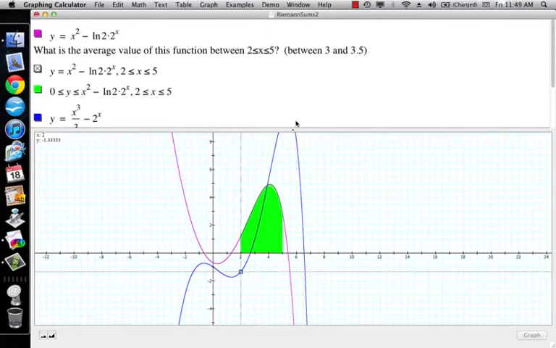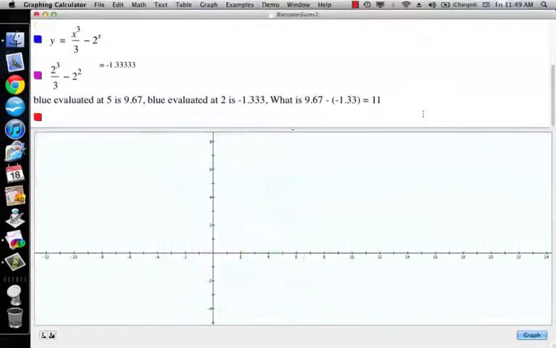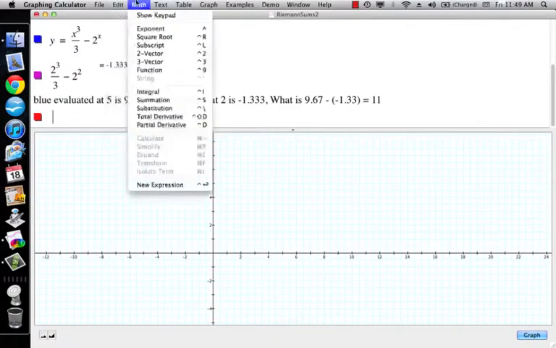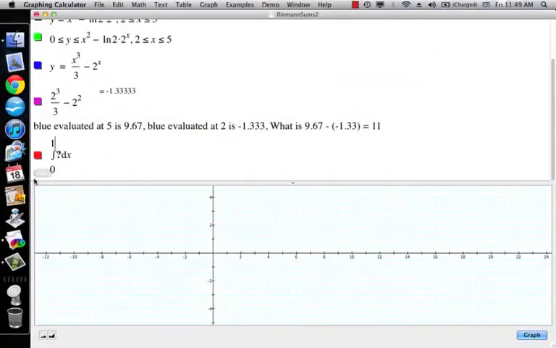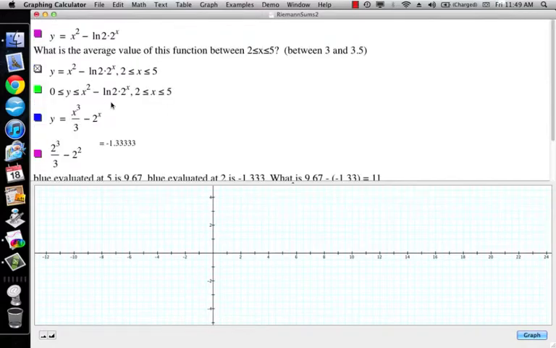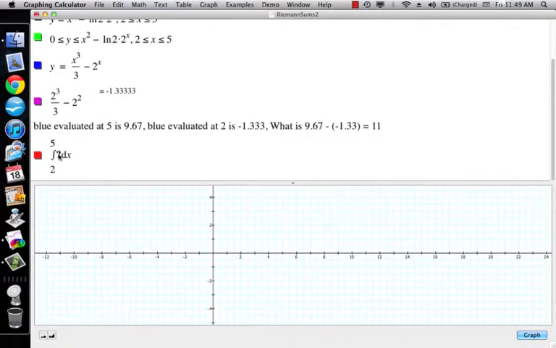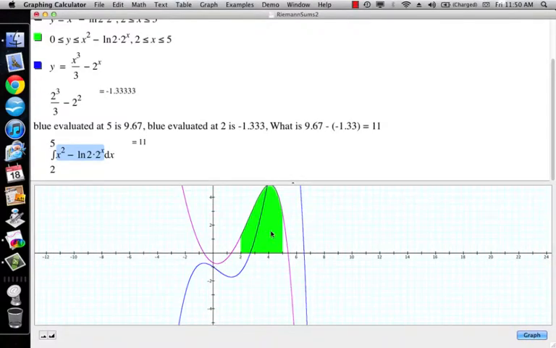And adding all kinds of layers of complication, I'm going to take the integral, numerical methods here, the integral from 2 to 5 of my original function, and I get 11. So this green area has an area of 11.